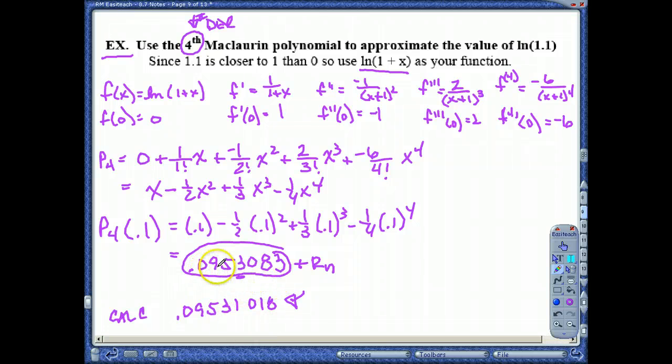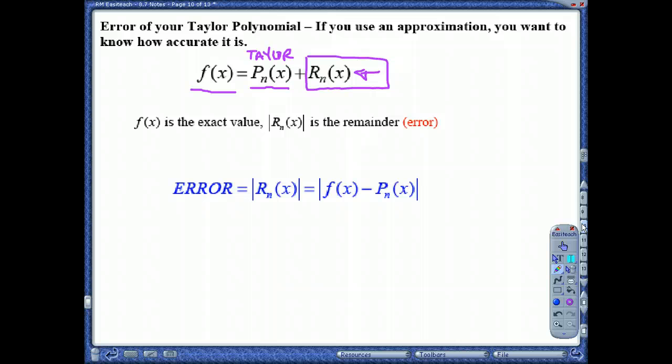So 0.0953083 plus something is going to give me this guy. That would be my error. So that error is the absolute value of that remainder.